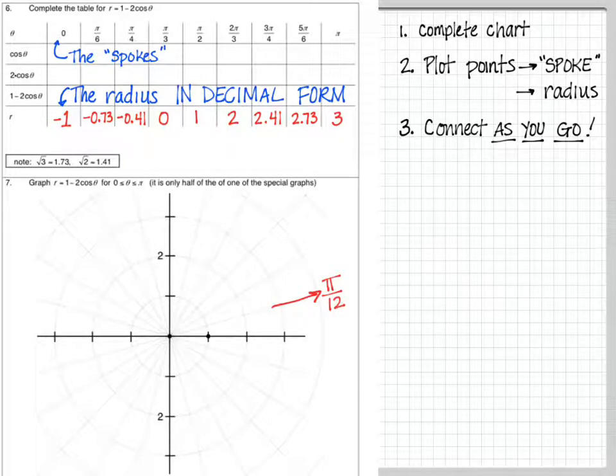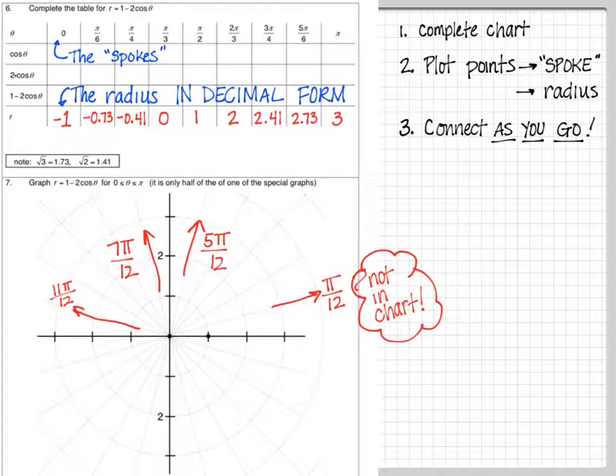But notice that I have a spoke right there that is the pi over 12, and pi over 12 is not in this chart. Neither are these other 3 spokes, 5 pi over 12, 7 pi over 12, and 11 pi over 12. And this chart is only going to pi. So that's important, that we're only using those spokes.